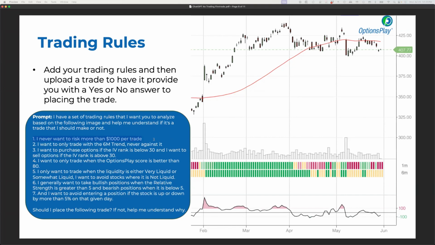So the first thing I always want to define is how much I'm willing to risk on each trade. And I don't want to ever exceed that on a trade, which means that I won't ever find myself in a position where I've blown up my account because I've traded too many contracts.